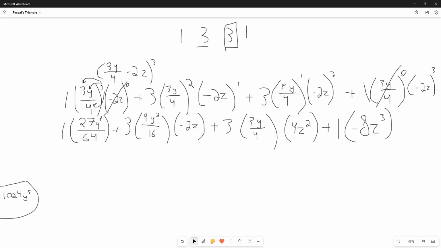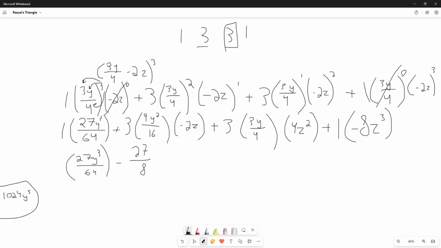So let's start opening it up. This one doesn't have much simplification, so we can just leave it as 27y to the 3 divided by 64. Now, you should use a calculator when you get these numbers, and make sure you leave them in fraction form. So you should be putting 9 over 16 in fraction form, multiplying by 3, and then multiplying by the minus 2, which gives you minus 27 over 8.